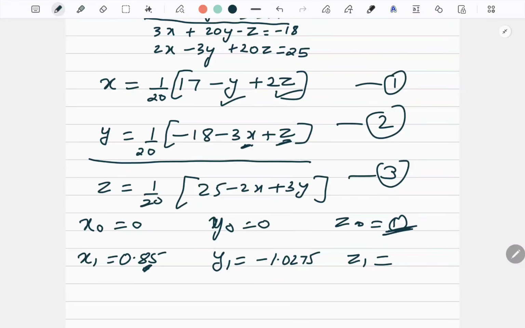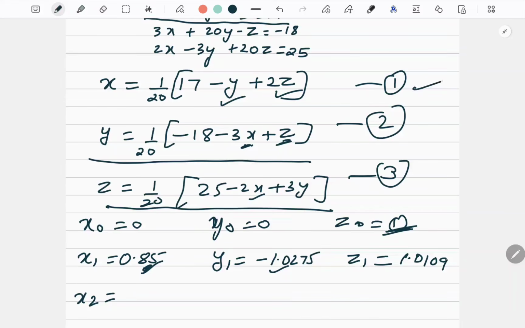Now z1: for that, go to equation number 3. Now the x value will be 0.85 and the y value will be this. Substituting it in equation number 3, I will get 1.0109. Now what you have to do is find x2.